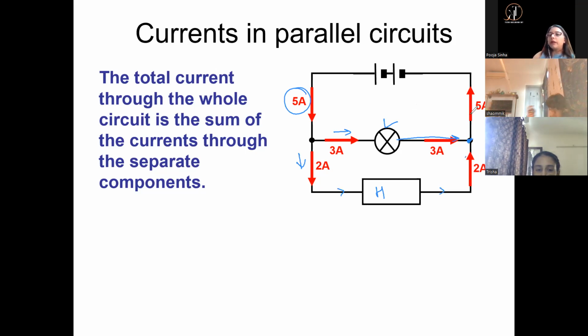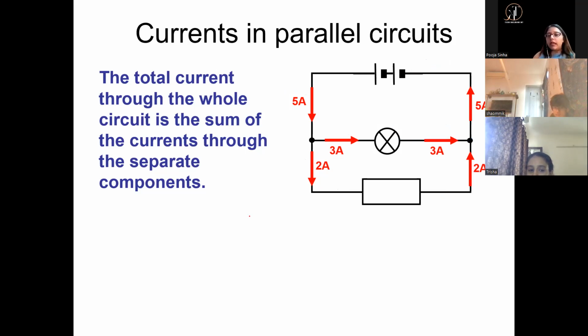After coming here, what will happen? This 3 and 2 will get added again, and when it comes back, it has to come back as the full 5 amperes, not as 3 or 2. Clear? The current that leaves from here should be the same as the current that enters here. Maybe on the way it gets distributed. That will depend on how much is the resistance in each one. Is this point clear?